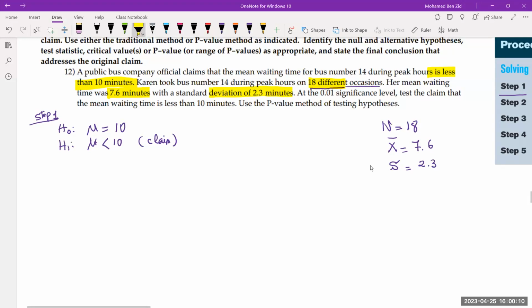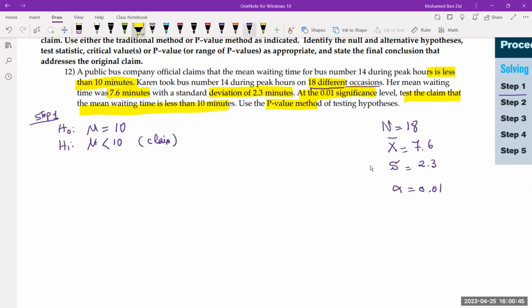And then at the level of 0.01, that's going to be the alpha, 0.01. We want to test the claim that the mean waiting time is less than 10 minutes, right? Use the p-value method of testing the hypothesis. So they ask for the p-value method, so let's try to do the p-value method, right? All right, so step 1 is done.